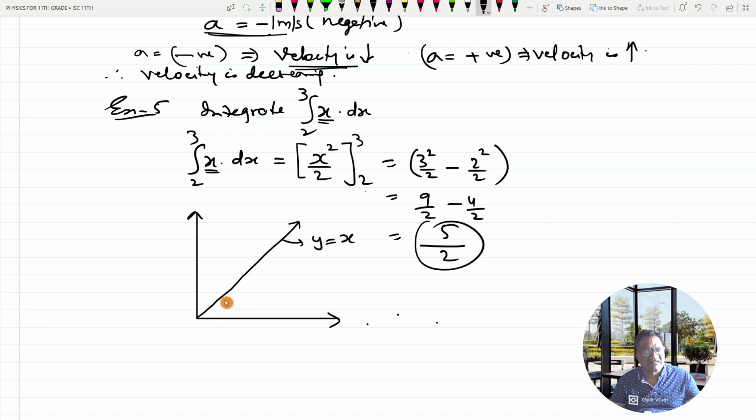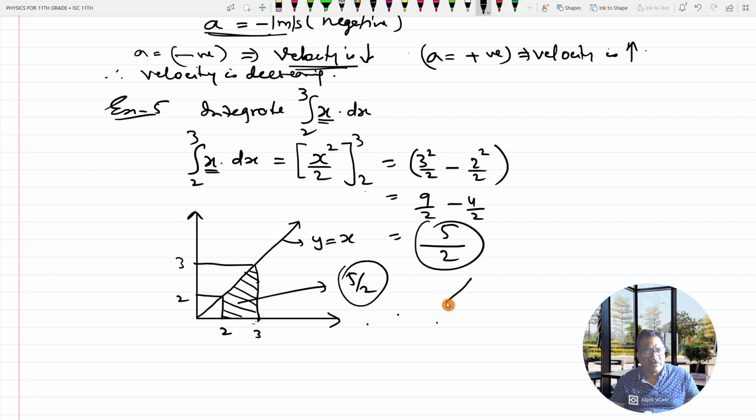Now the 2 points given are 2 and 3. So this is 2 and then this is 3. And because this is y is equal to x, this will also be 2 and this will also be 3. Now it is definite integration from 2 to 3. This is the graph. So the area under this graph between the x-axis and the vertical lines at 2 and 3, this is the area which should be 5 by 2, isn't it?